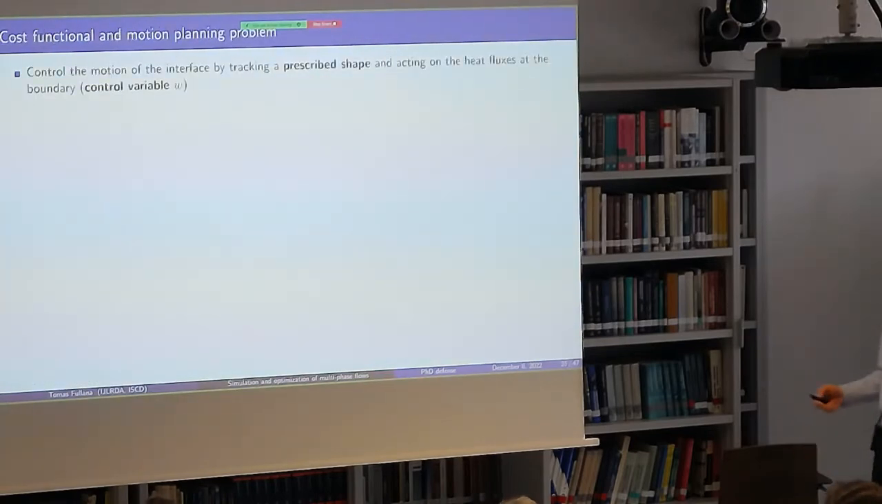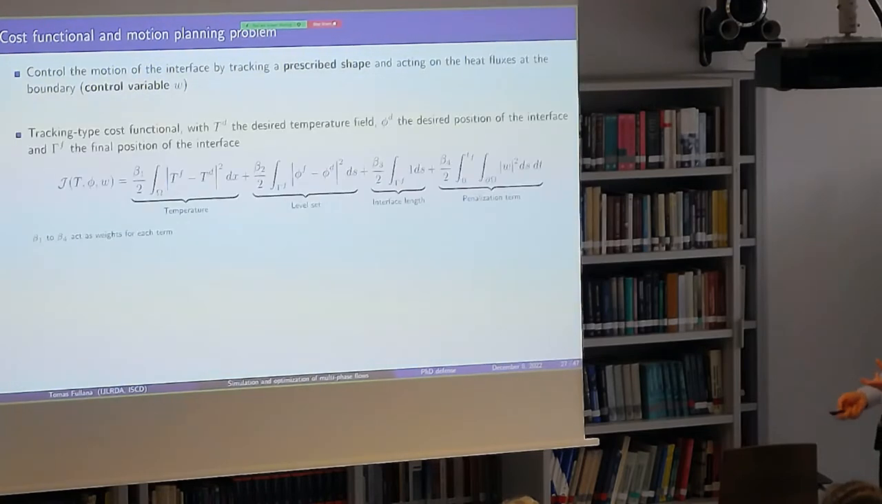Now, we want to control this by tracking a prescribed shape and acting on the heat fluxes at the boundary, which is the control variable W. So we introduce this tracking-type cost functional, where T_d and phi_d are the desired temperature field and the desired position of the interface. We have a term that depends on the temperature here.